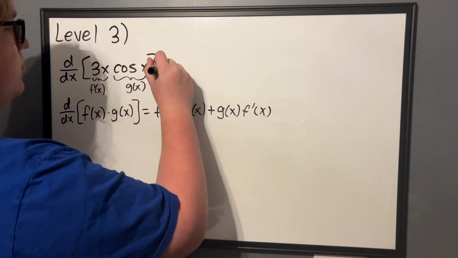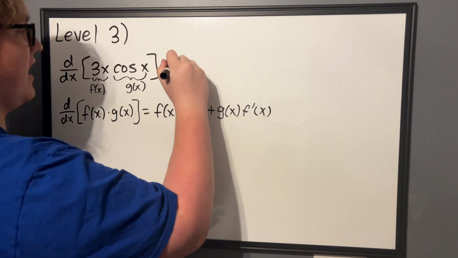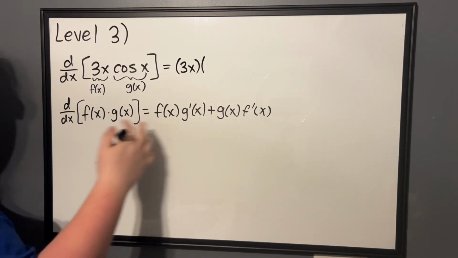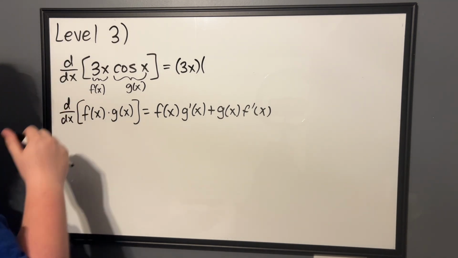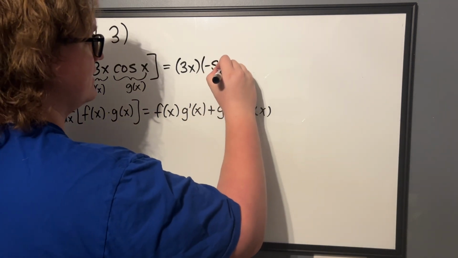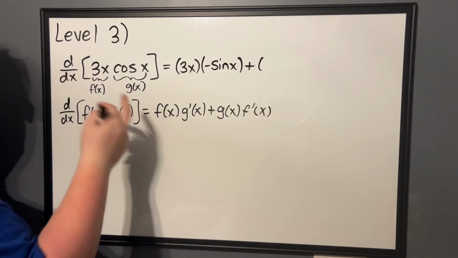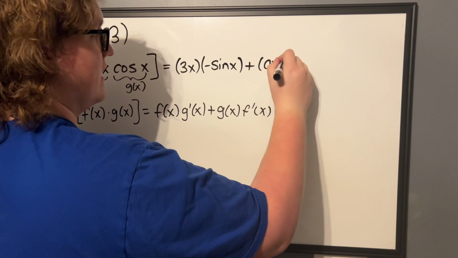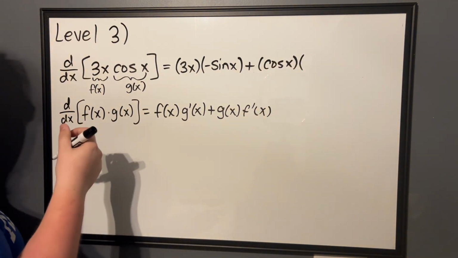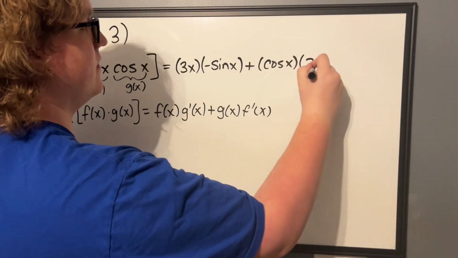So with the product rule, we have f of x is the first one that we put in, so that's just a 3x. So we'll put the 3x there, and we're going to multiply that by the derivative of g of x, right? So the derivative of cosine, even from the last question, we know that's going to be a minus sine x. And then we add g of x, which in our case is cosine x, and then we multiply it by the derivative of f of x. Now the derivative of 3x, again from the first question, we know that is 3.